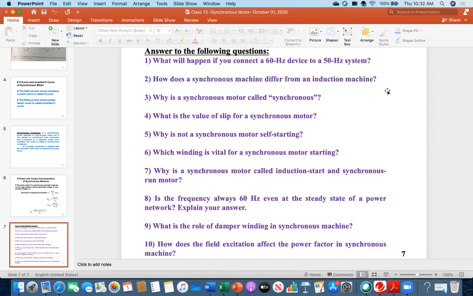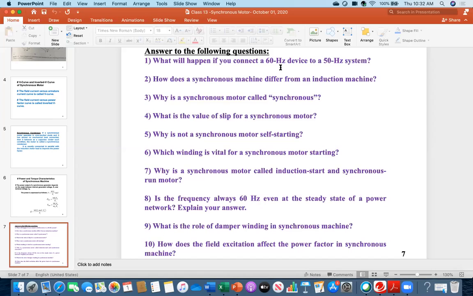So, we were discussing in the previous class the synchronization procedure. We noticed that there were 4 conditions: the voltage must be the same, the phase sequence should be the same, the phase angle should be the same, and even the frequency should be the same. If any of the conditions are not met, then there will be circulating current flow.